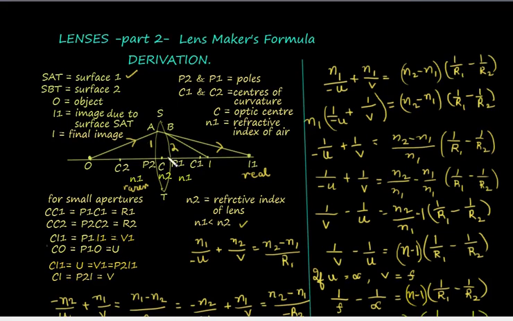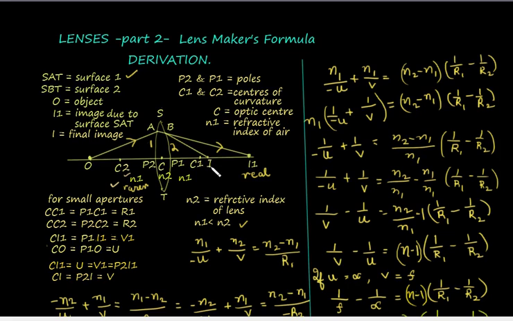So, the external medium air is a rarer medium and its refractive index is equal to N1. The refractive index of the medium of lens is N2. N1 is less than N2. O is a point object and it forms an image at I.